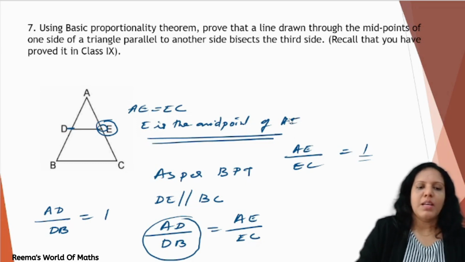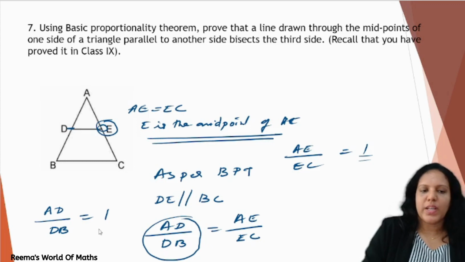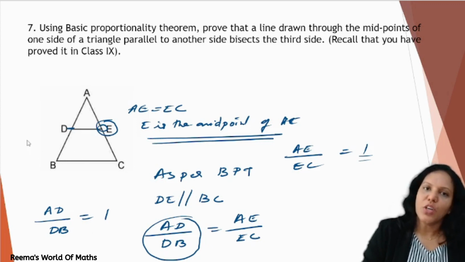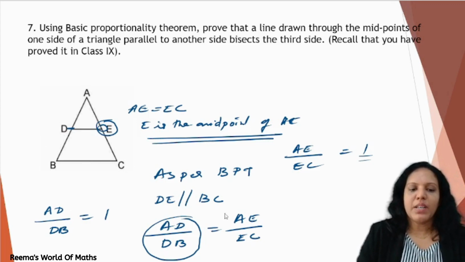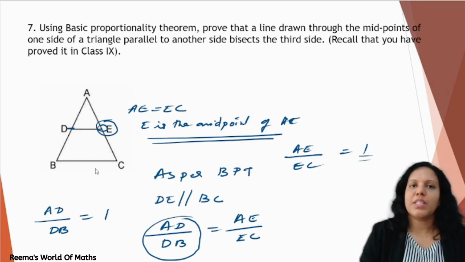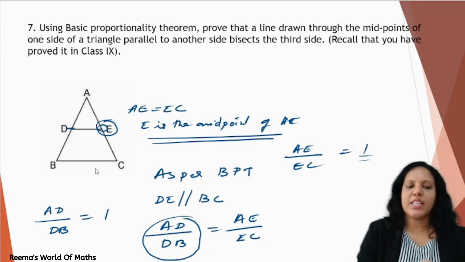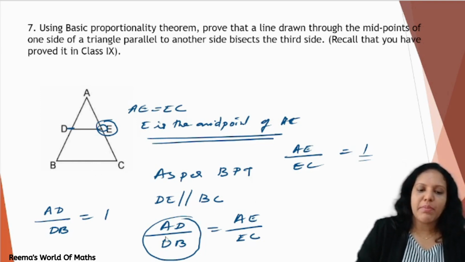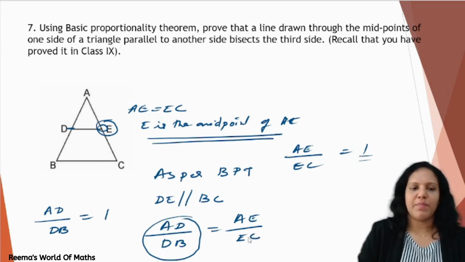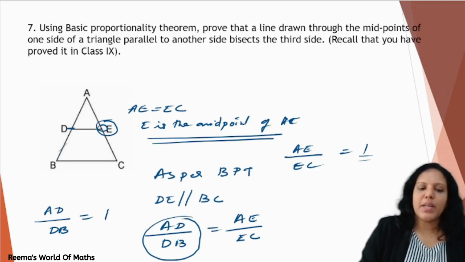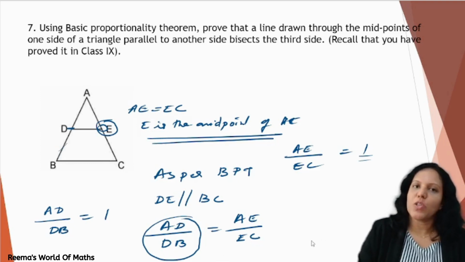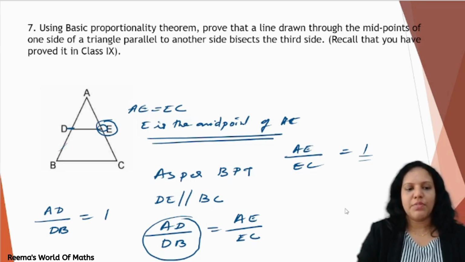Let me explain again. As per the initial data, D is the midpoint. So if D is the midpoint of AB, then AD by DB will be equal to 1, right? Because AB is divided into two equal parts. Then we are given DE is parallel to BC. So as per the basic proportionality theorem, AD by DB is equal to AE by EC, correct? So if AD by DB is equal to 1, then AE by EC will also be equal to 1, correct?